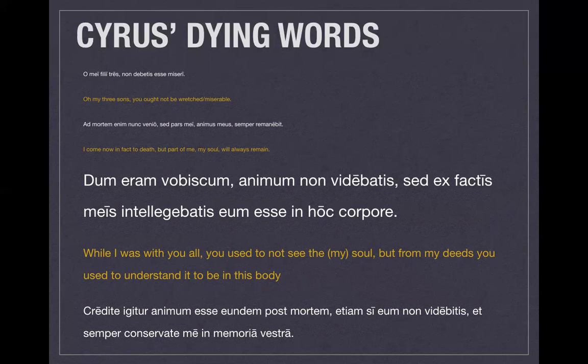Credita. It's from credo, creditur. I don't think you'll have that verb. It means believe. Believe, therefore, the spirit to be animum esse idem. Idem is a horrible word that actually just means the same. To be the same post mortem, after death. Post mortem, that's like a term that's still used in crime scene shows.